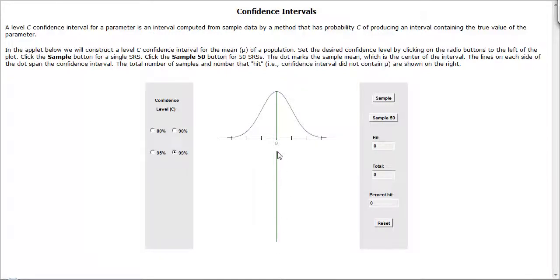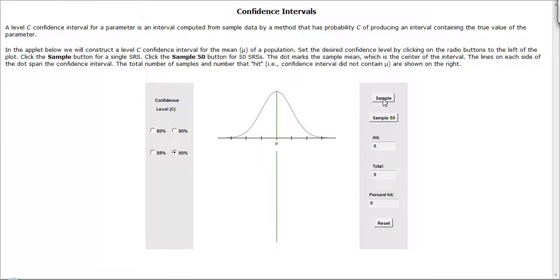And the way this applet is set up is that we are going to generate many confidence intervals, and we are hoping that these intervals will intersect this green line here so that it may provide us with an estimate as to the population average. Now, what we will do first is demonstrate how the confidence level affects a confidence interval.